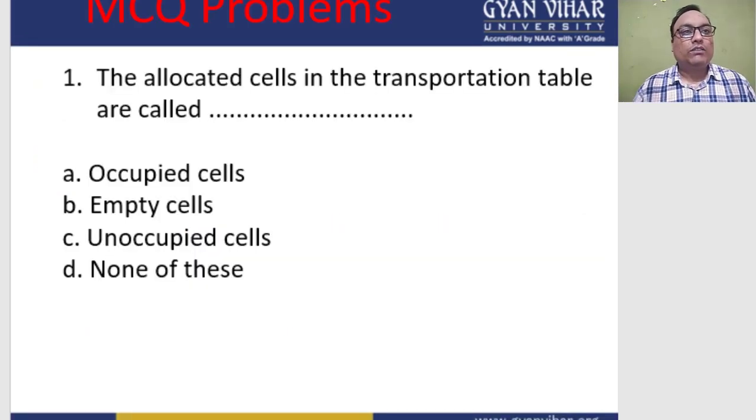So all types of problems related to the MCQ, the simulation problems related to transportation. This is the first transportation related problem. The allocated cells in the transportation table are called: occupied cell, empty cell, unoccupied cells, and none of these. So the correct answer for this question is empty cells. Then we move to the next question.